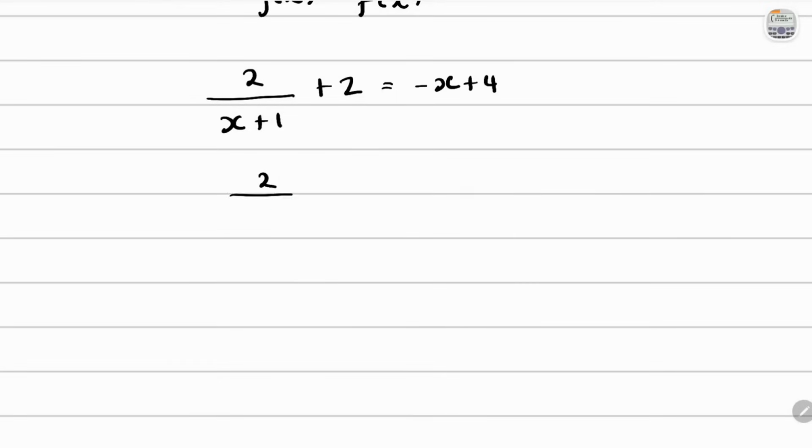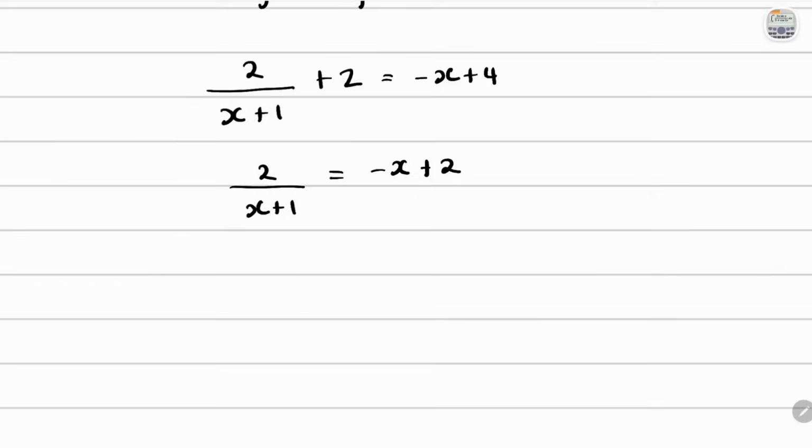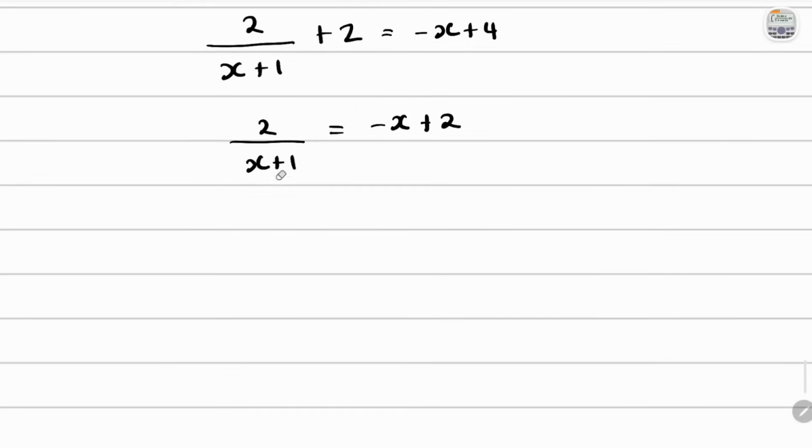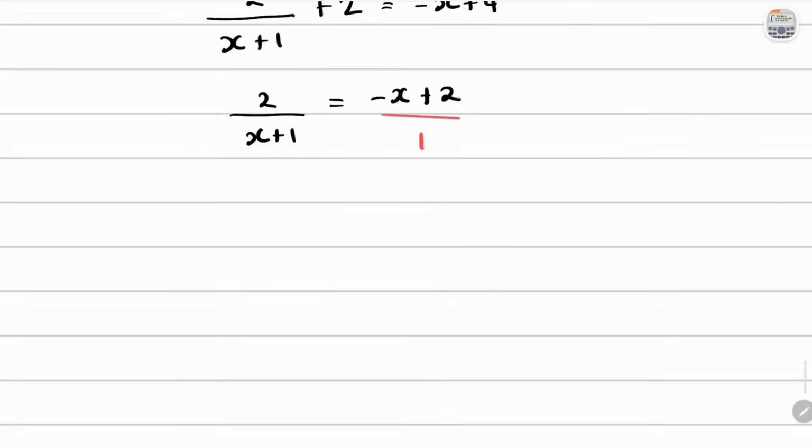So we'll say 2 over x plus 1 is equal to, and we still have -x here, plus 4. And when we transpose the 2, it becomes negative. So that's 4 minus 2, which is positive 2. And now that we have a fraction and then this value over here, we can make this a fraction by just putting it over 1. And now we can cross multiply.